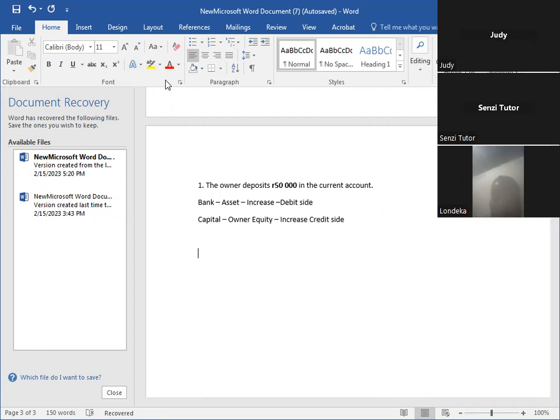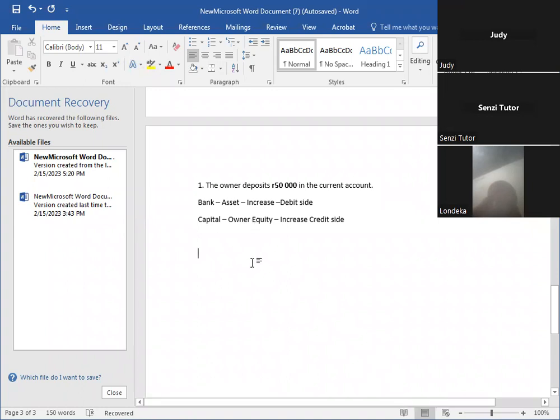Hi, just a quick question. I just want to confirm if I write it like this. Under asset, I can just say bank positive 50,000, and then under owner's equity, capital positive 50,000. Will that be correct? Yes, that is correct, because you are indicating an increase. Okay, thank you.